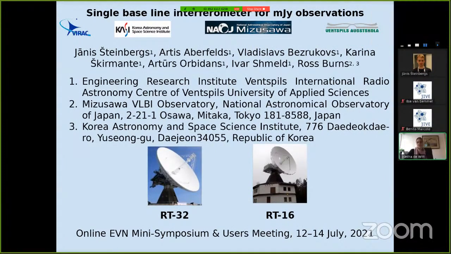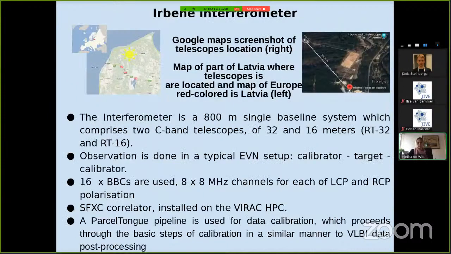So in my poster, I will show latest developments on the Urban baseline, consisting of 2 telescopes that you see here in these pictures. On the right, 3032, and on the left, 3016. So I will move to the next slide. What you can see is the location of the telescopes.